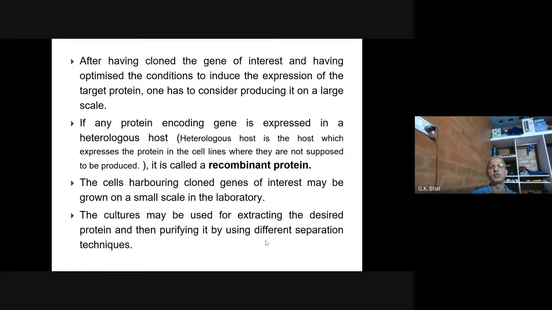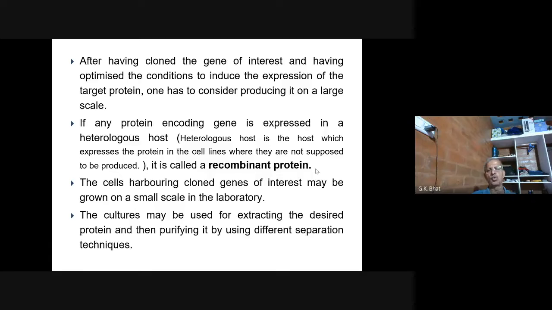If any protein-encoding gene, that is, a recombinant gene, is expressed in a heterologous host, heterologous, not heterozygous, a host which expresses the protein in cell lines where it is not supposed to be produced, that means different, it is called a recombinant protein. It is not naturally produced by that particular organism, but it is produced by recombinant technique. Therefore, it is called recombinant protein.